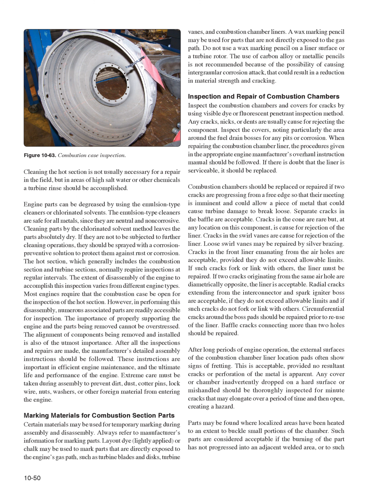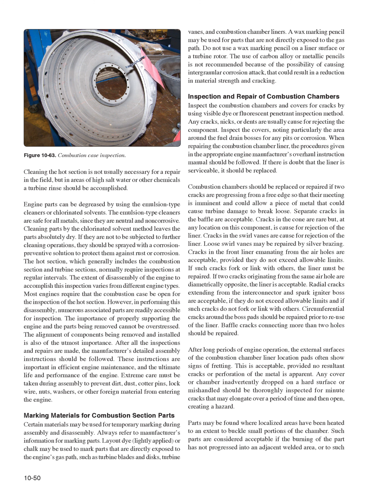Any cracks, nicks, or dents are usually cause for rejecting the component. Inspect the covers, noting particularly the area around the fuel drain bosses for any pits or corrosion. When repairing the combustion chamber liner, the procedures given in the appropriate engine manufacturer's overhaul instruction manual should be followed. If there is doubt that the liner is serviceable, it should be replaced.